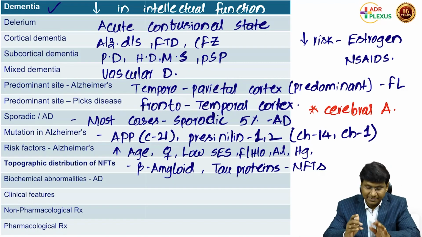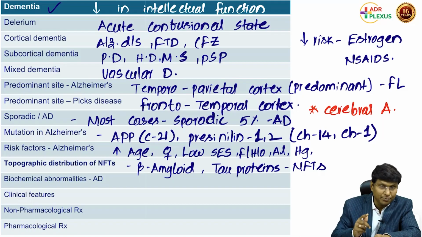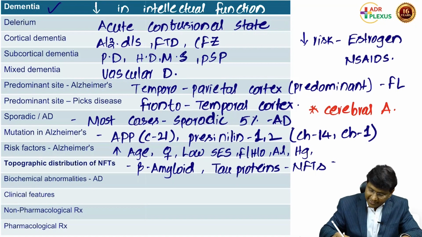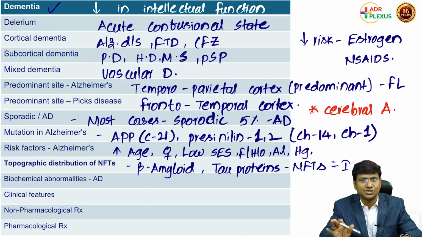Take this beta amyloid. The important point is that it is extracellular, whereas the neurofibrillary tangles are intracellular distributions.